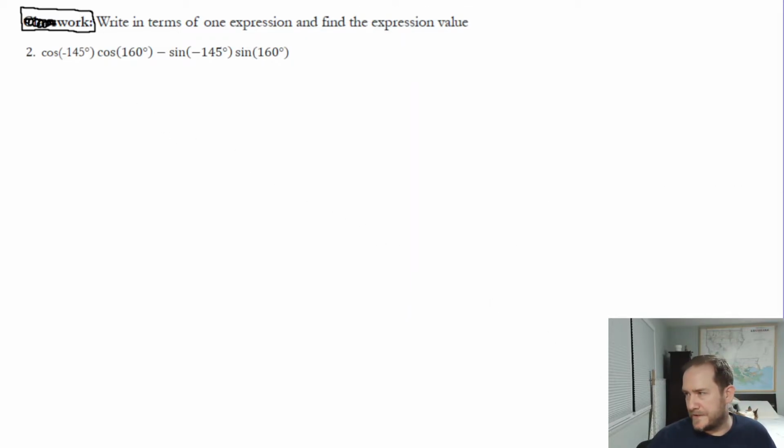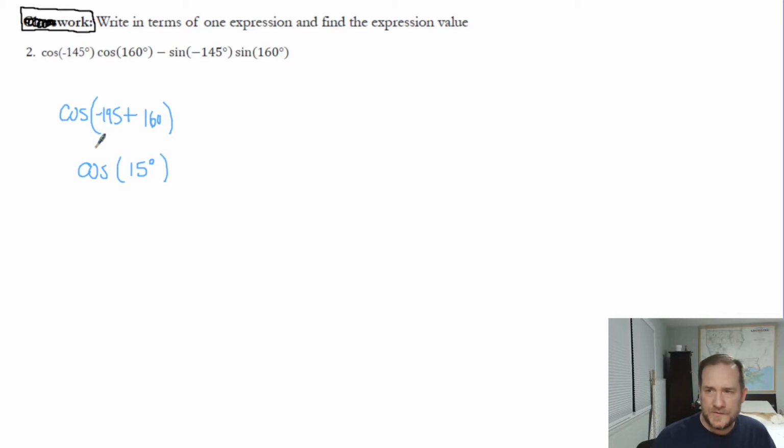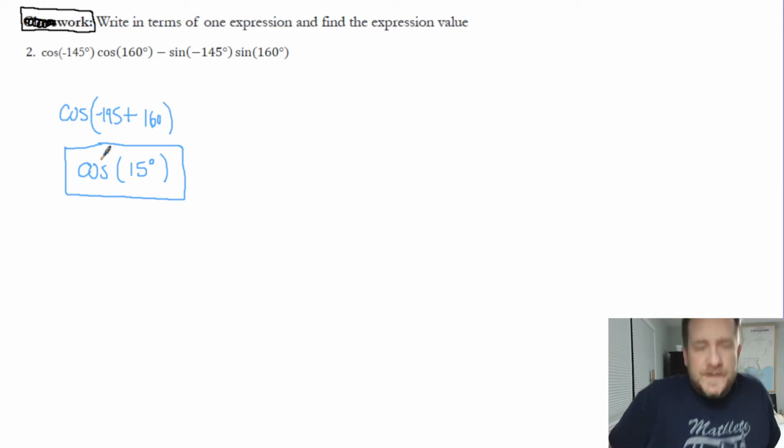Again, like I said, we want to collapse these down. If I see cosine, cosine, sine, sine, then that form is the expansion of a cosine identity. If I see a minus, then it must be the expansion of the cosine of a sum. And the two angles are negative 145 and positive 160. If I'm adding those up, I get cosine of 15 degrees. And so actually right away, it kind of feels like we're bumping into the same problem because I got cosine 15. That's another expression that's not on the unit circle, so I can't evaluate it, right?